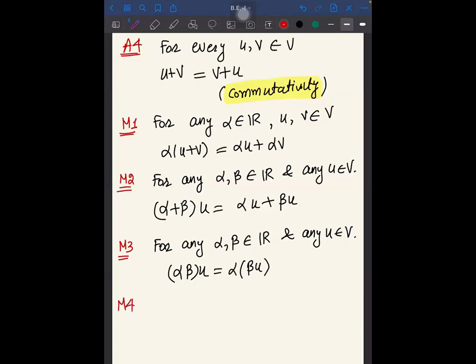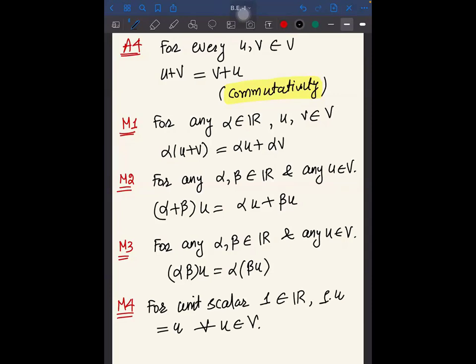And the last property, and that is there must exist a unit scalar, there must exist a 1 belonging to R, right? Then 1 times u should be equal to u for all u belonging to V. Yes, you all with me? Okay. We'll understand with the help of examples.